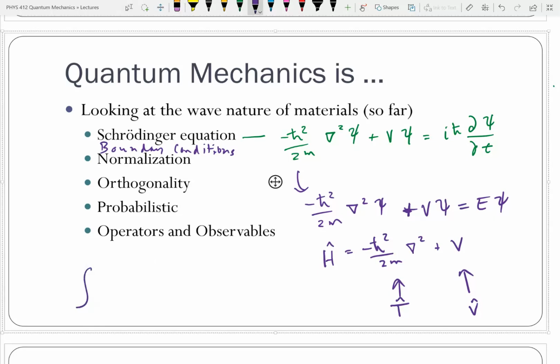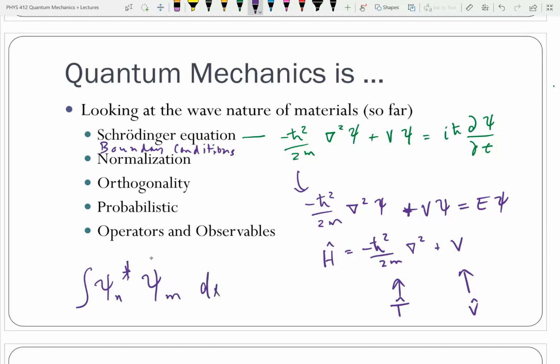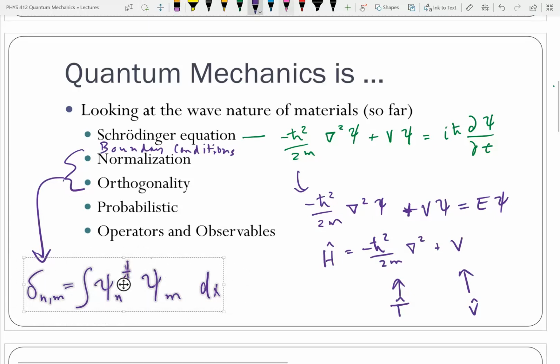Orthogonal means that the integral of psi_n star psi_m dx is equal to 0 unless n is equal to m. Now, this equation would say it has to be 1 if n is equal to m. That's the normalization condition. So if you put these two ideas together, it gives you what we call orthonormal. The solutions have to be orthonormal, which means this one equation combines both orthogonal and normal as one equation.